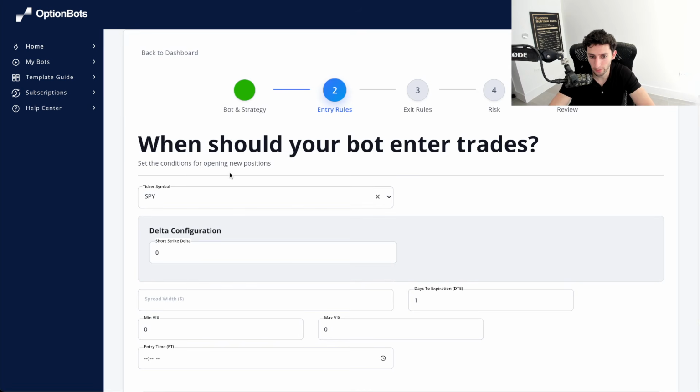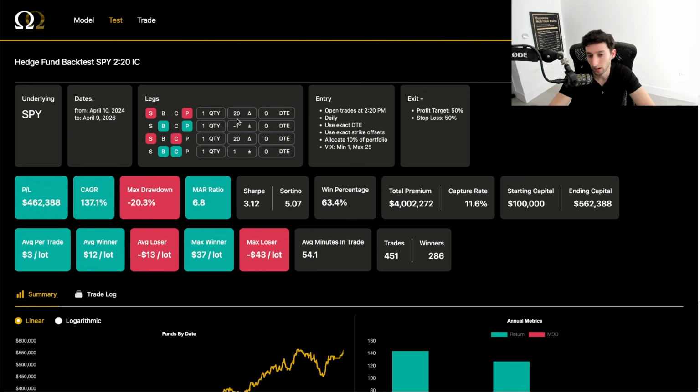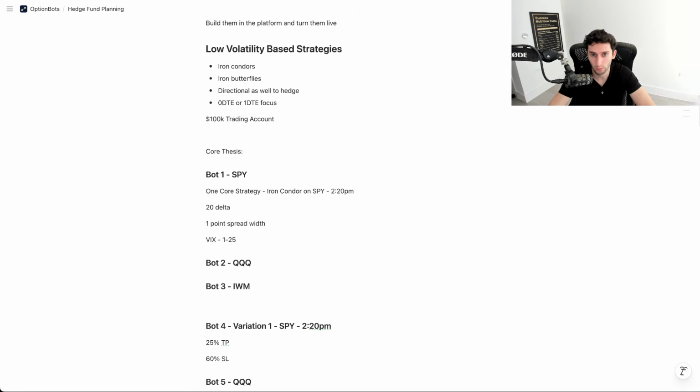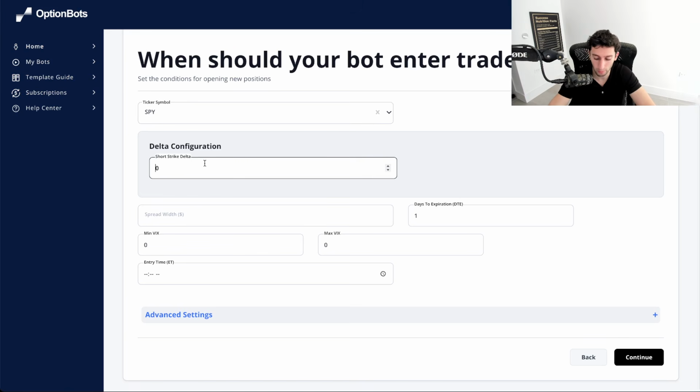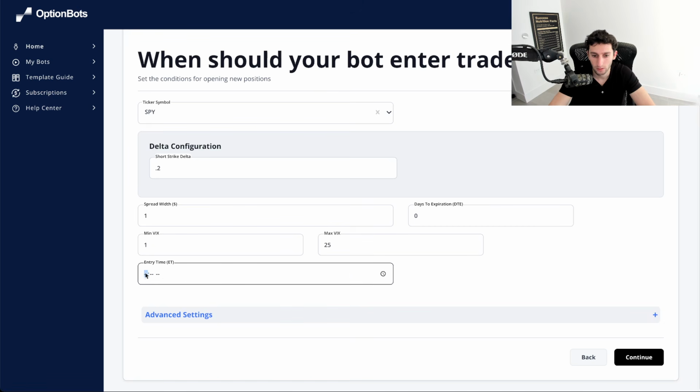So this one's going to be on SPY. If we go back, remember, this one is the 20 or 0.2 delta, no matter how you type it, with a 1 point width, one spread width. So we're going with 0.2 delta, 1 point spread width. We're going to do a 0 DTE bot. VIX, if I remember, was 1 and 25, and these ones got in at 2:20. Yeah, minimum 1.25. So we're going to get in this one at 2:20 p.m.